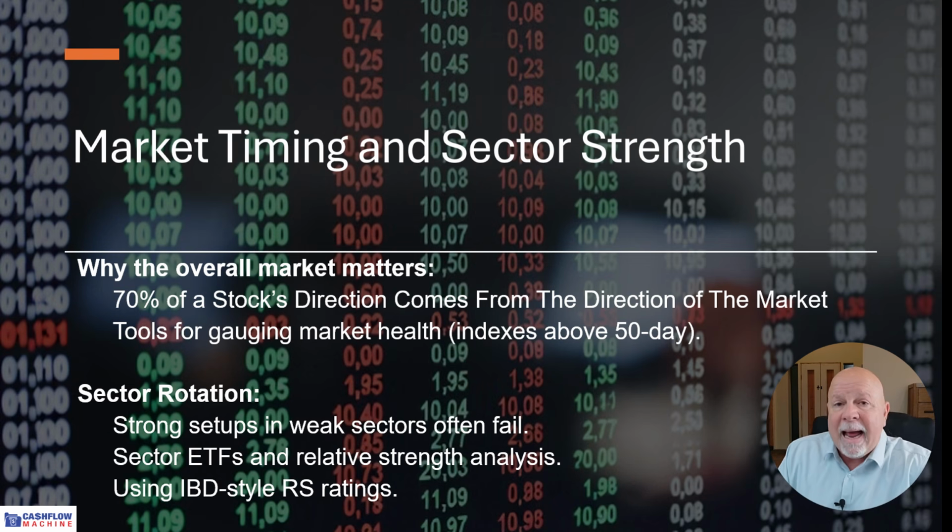And then you want to have your tools, not necessarily my tools, but I like to use the 50-day moving average. If a stock is above its 50, it's probably doing well. If it's below its 50, it's probably either in trouble, about to be in trouble, or it's not doing well. So, have that arrow in your quiver, because if a bunch of stocks are below their 50-day moving average, chances are the market's not doing well either.